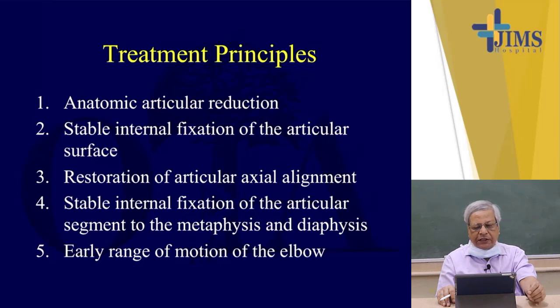Stable internal fixation of the articular surface or the articular segments. Restoration of the articular axial alignment, that is the angle between the articular segment and the shaft, has to be maintained. Next, stable internal fixation of the articular segment to the metaphysis and diaphysis. And next is the early range of motion of the elbow.